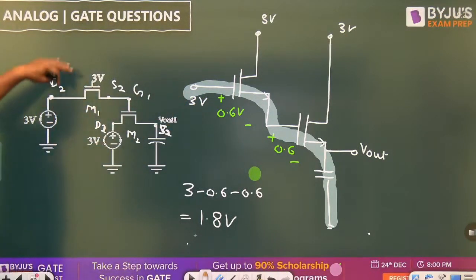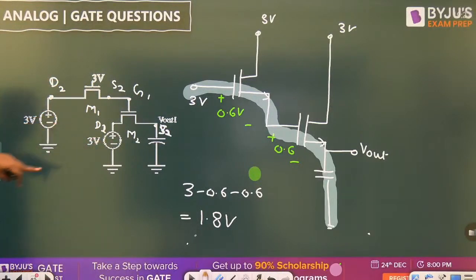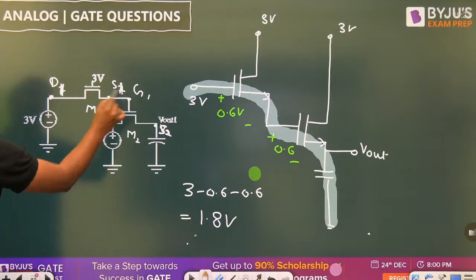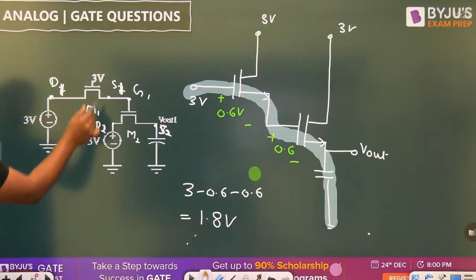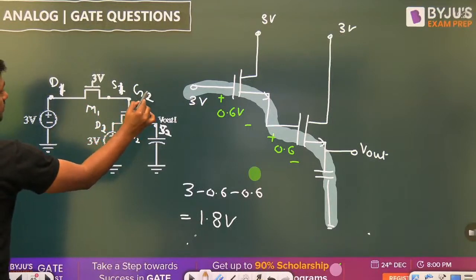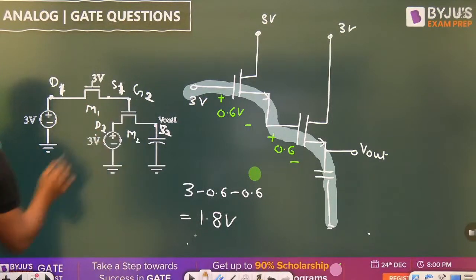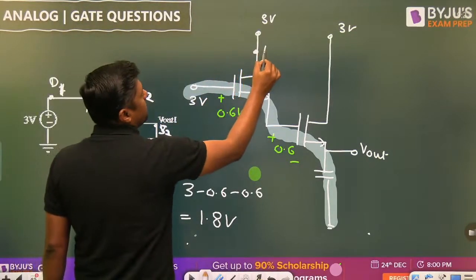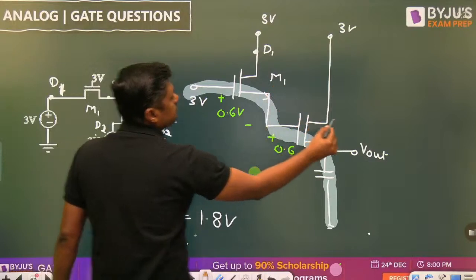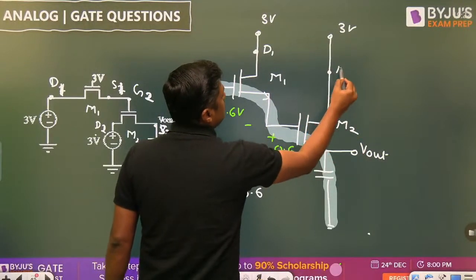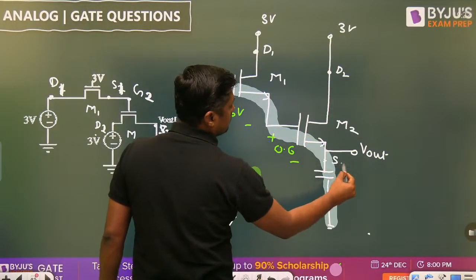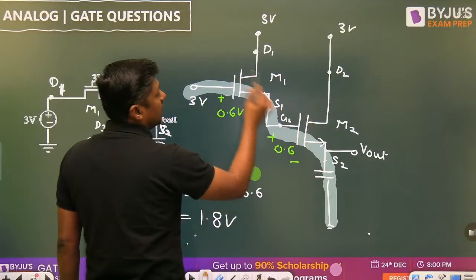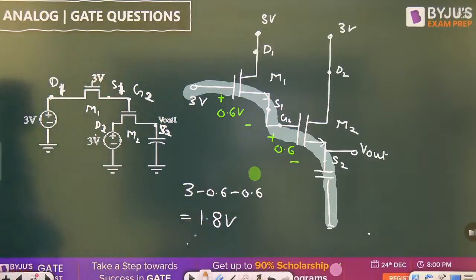So please redraw the diagram. This is the drain, that is the drain D1. Because I am considering it M1. So D1, D1. This is the D2, G2. This is D2. This is S2. This is the case. That is the connection of the diagram.